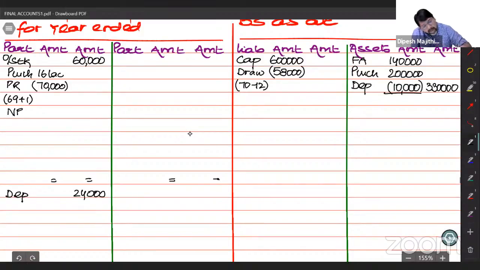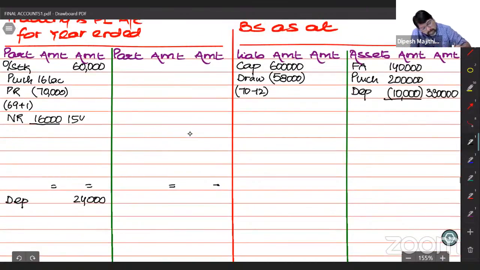NR, I am writing. NR is not recorded. How much? 16. Therefore, 16 lakhs minus 70,000 plus 16,000 is equal to 15,46,000. Purchase return is increasing by 1,000 and sales return is decreasing by 1,000.